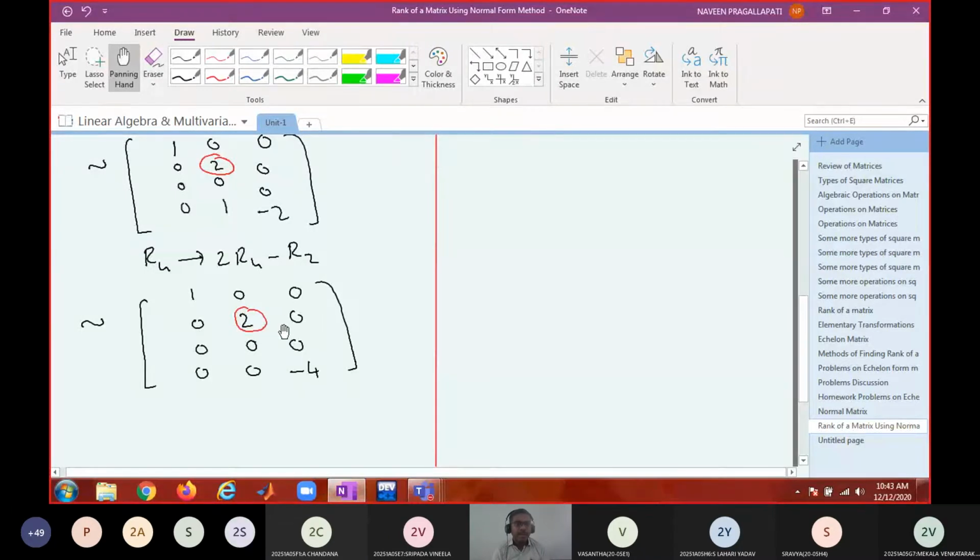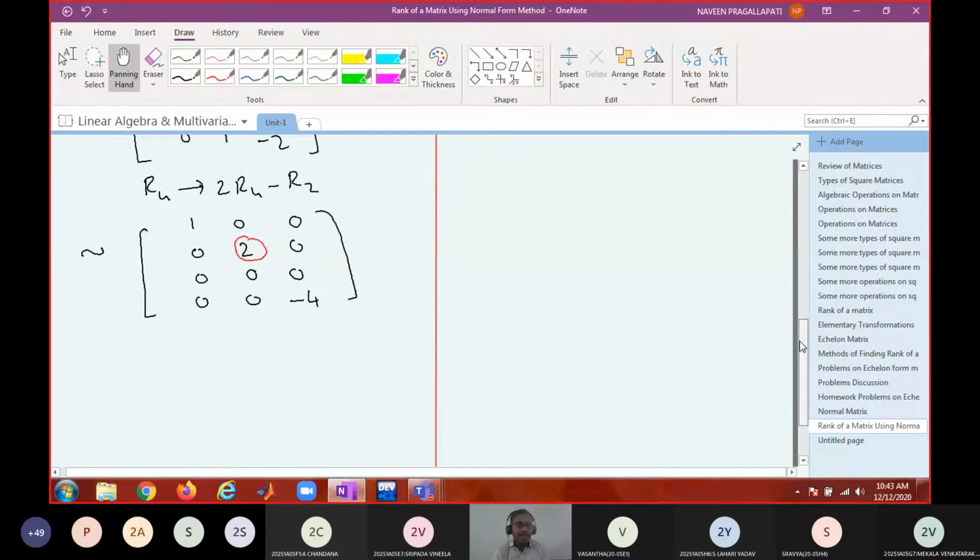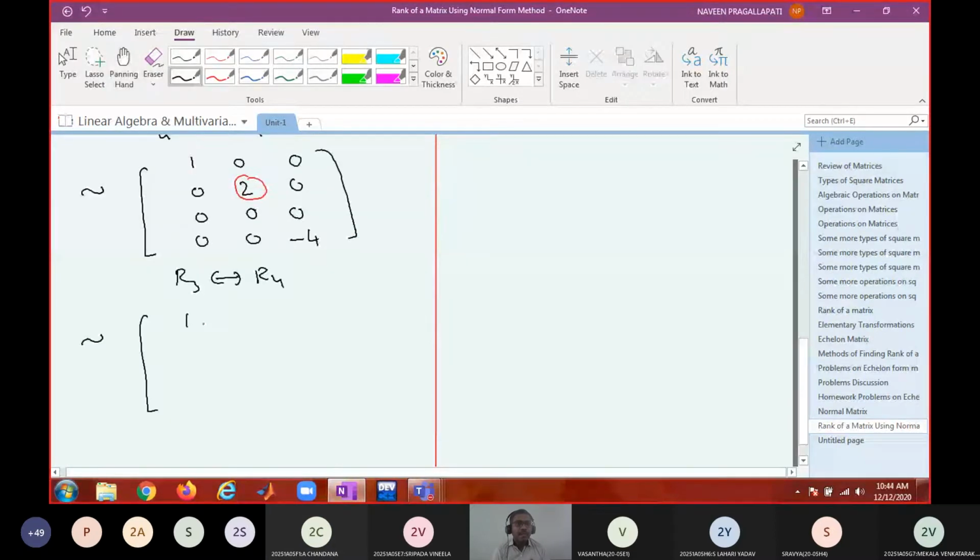So leave the second row and come to the third row. In the third row, which one do I have to see? The third diagonal position. But this diagonal position is occupied by 0. So I have to look down. Interchange the third row and the fourth row. So R3 interchange with R4. Then it will be equivalent to 1 0 0, 0 2 0, 0 0 minus 4, 0 0 0.